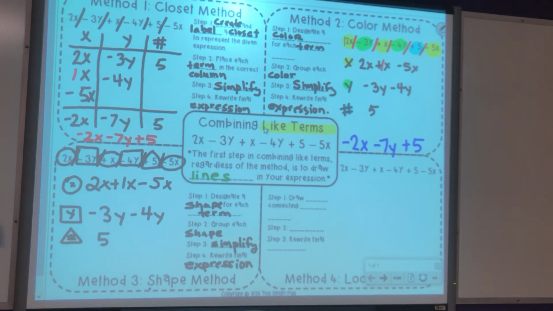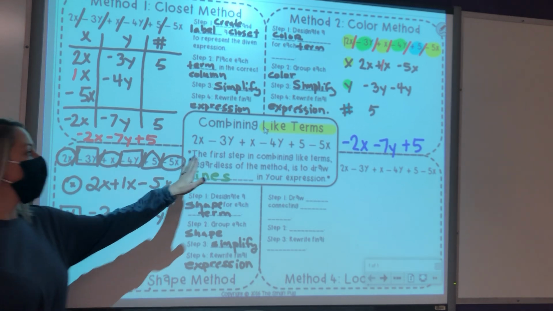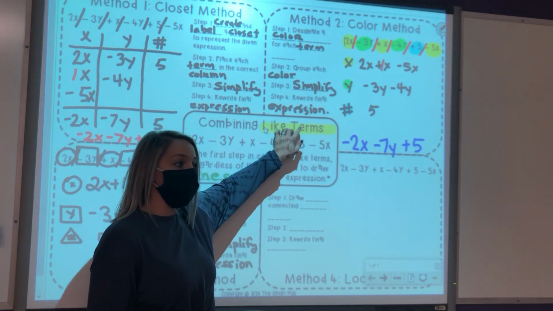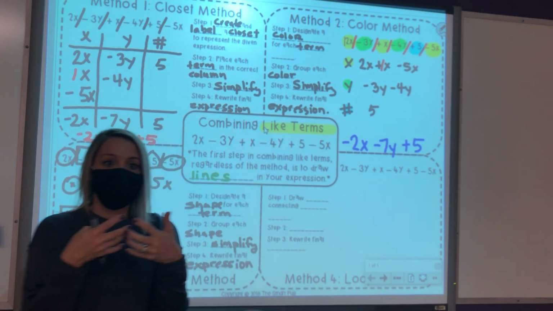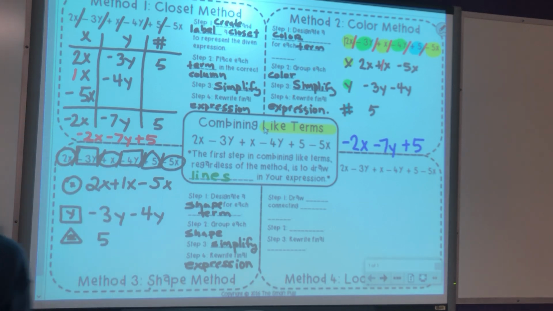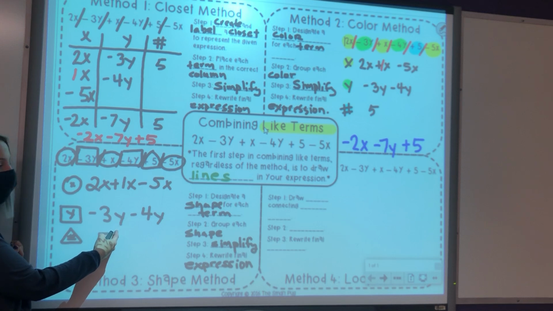So again, what are we doing here? We're identifying like terms, and then we're simplifying our like terms together. Okay, that's all we're doing. That's our main goal, is to identify the like terms and then combine those like terms. I can't combine an X and a Y. That is a no-no. Okay?